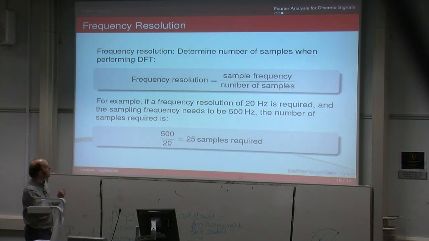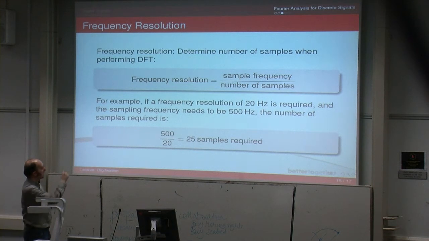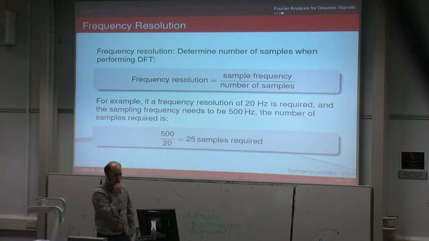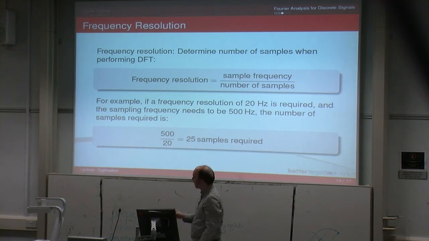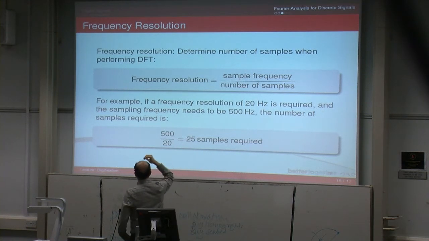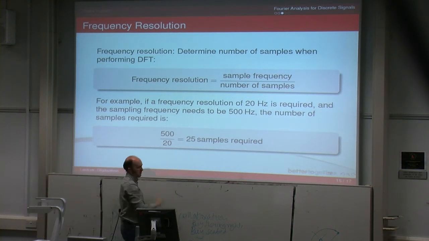To perform a discrete Fourier transform, you need a certain number of samples to actually work it out properly. There's an equation relating the frequency resolution and the sample frequency to work out how many samples you need. For example, if your frequency resolution is 20 hertz, the sampling frequency needs to be 500 hertz, because the signals we're interested in are perhaps 250 Hertz. The number of samples required is 25 samples.